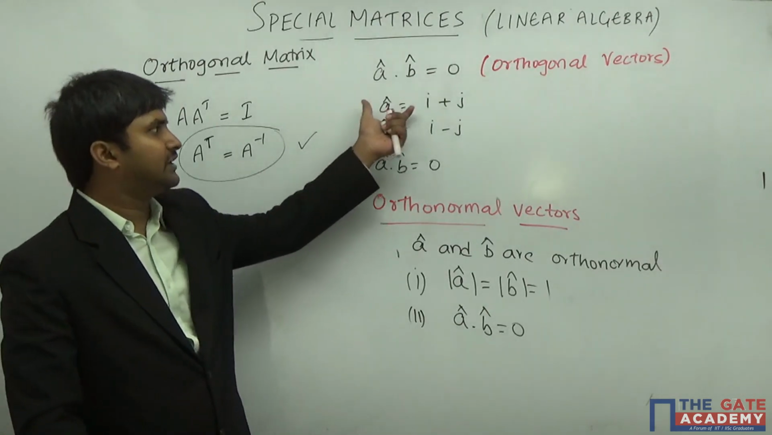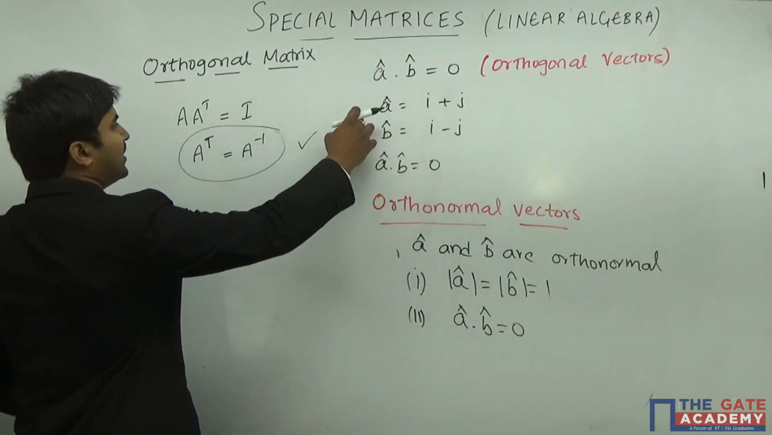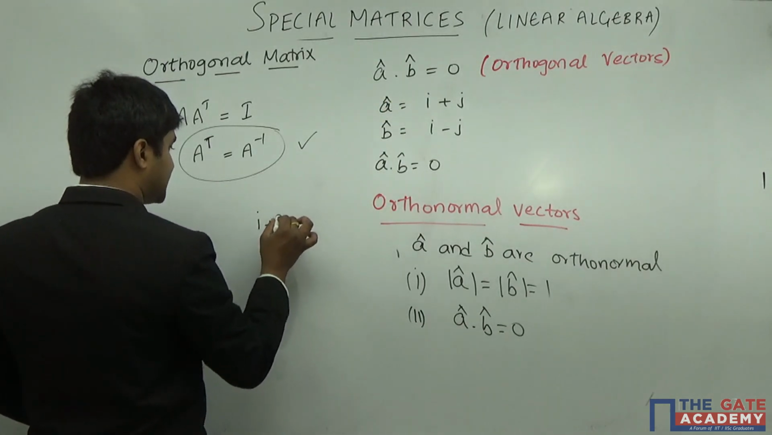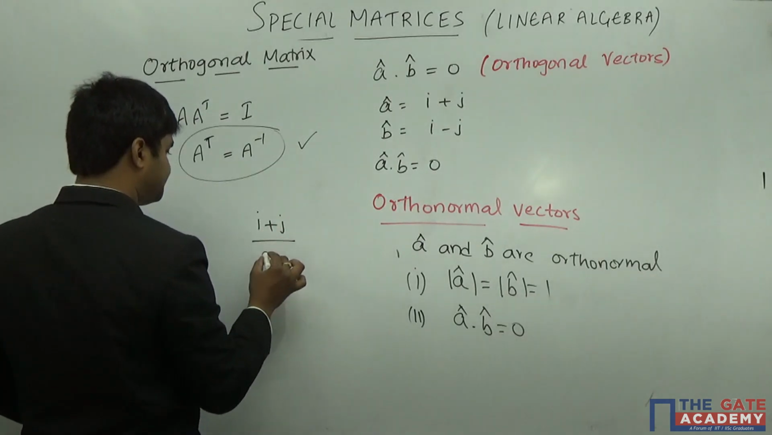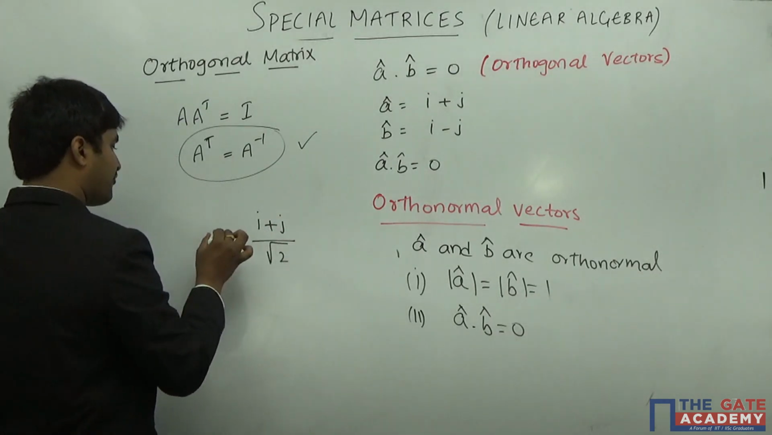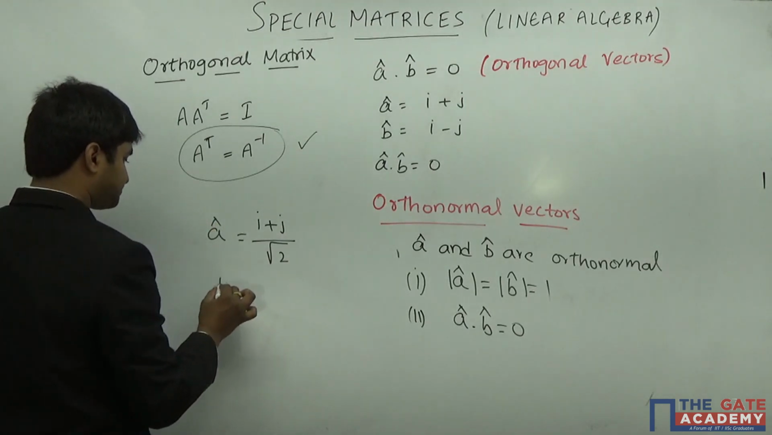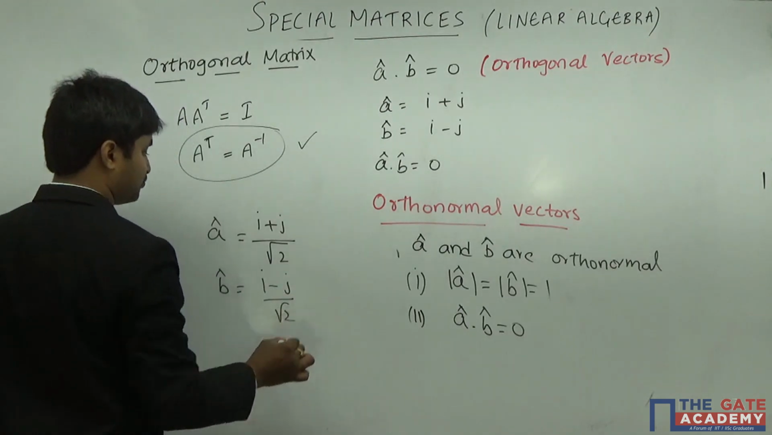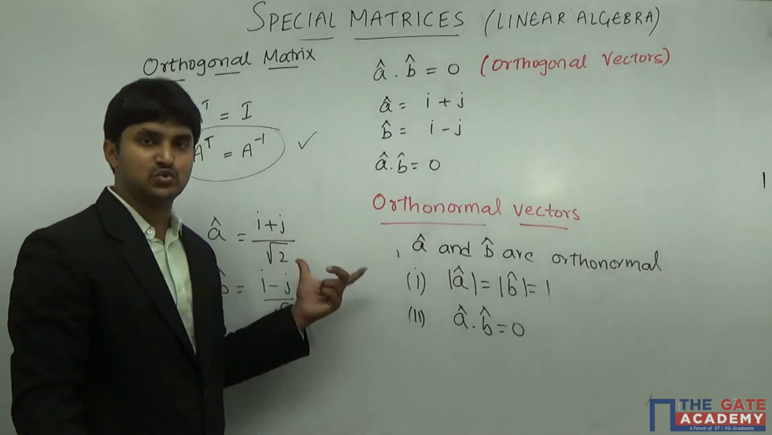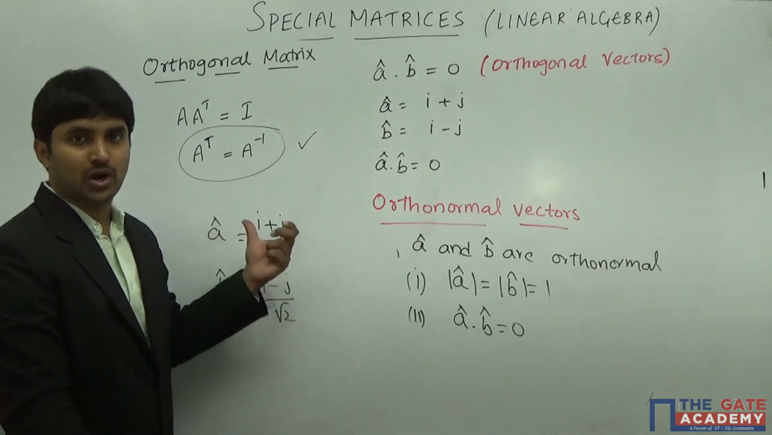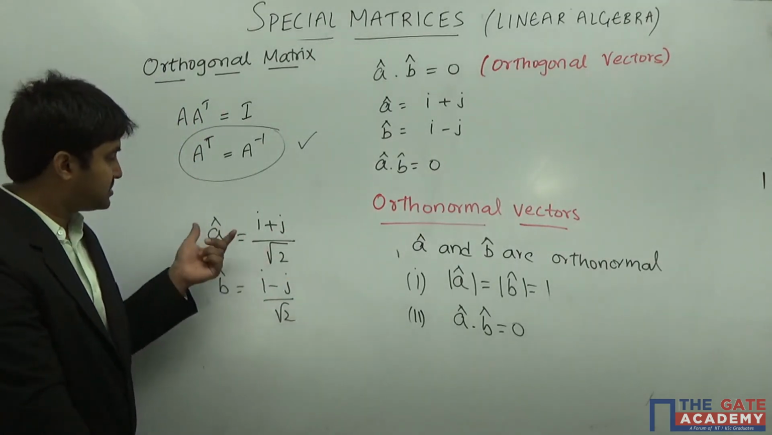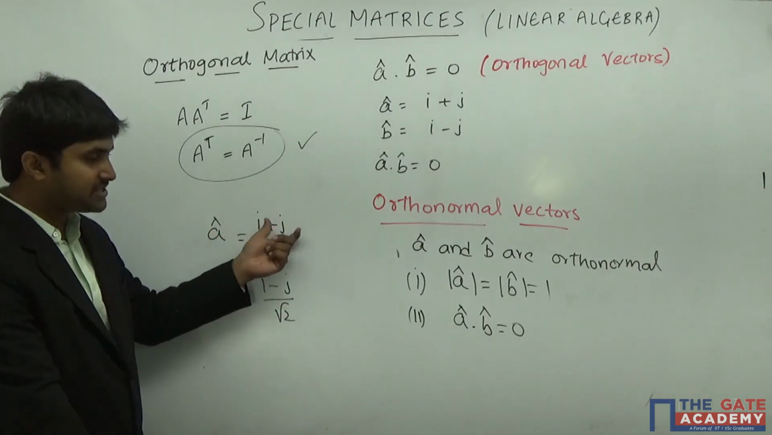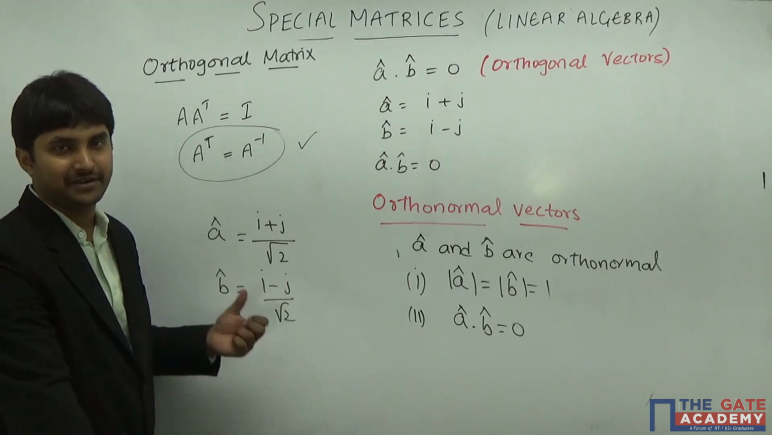Now how can we have a unit vector for A? We can find the unit vector for A by simply writing i plus j divided by its magnitude, which is root 2. Now if I take this as A and B as i minus j divided by root 2, these two are going to be unit vectors because now their magnitude will be equal to 1: i plus j divided by root 2 and i minus j divided by root 2.